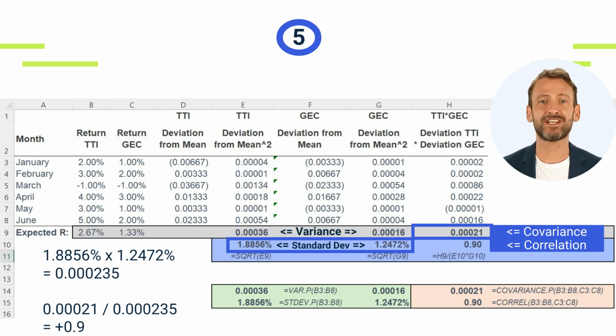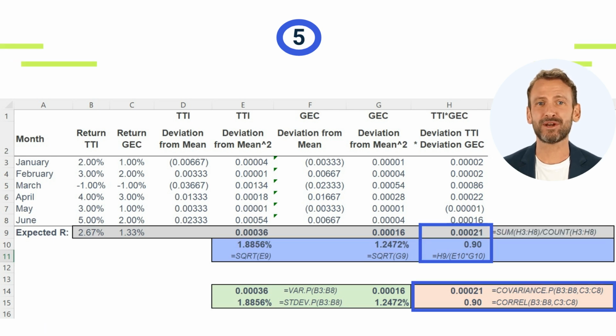No matter which series of returns you evaluate, the correlation will always have a value between -1 and +1. One last reminder is that you can verify your calculations by using the covariance.p command and the correl command in Excel. These commands provide you with the covariance and the correlation coefficient, saving you from all the intermediate calculations.